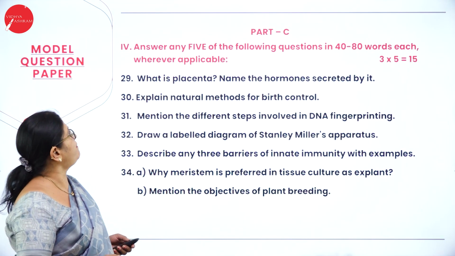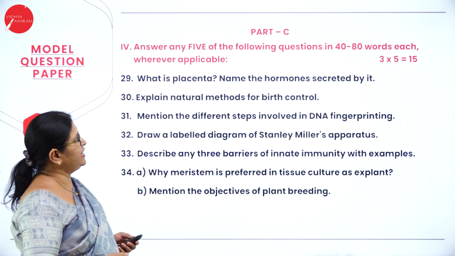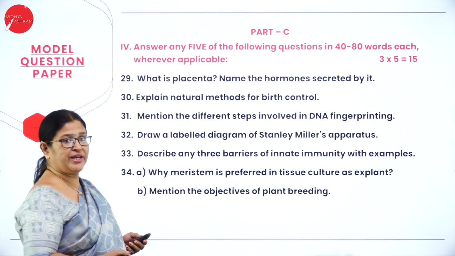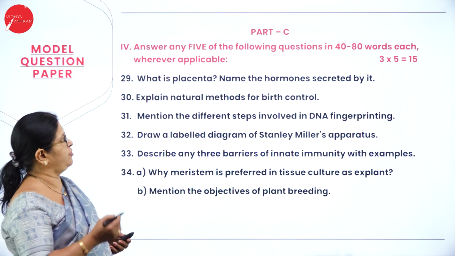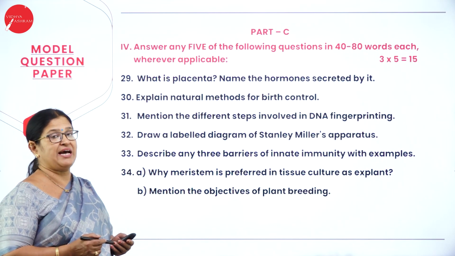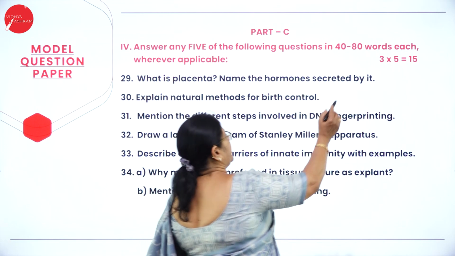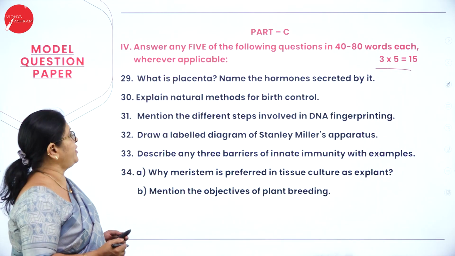Moving on to part C, that is the 4th main of part C. Answer any 5 of the following questions in 40 to 80 words each wherever applicable. So you have to answer any 5 of the following questions, and part C carries 3 marks. It's a 3 marker question section. So 3 5s are 15. Moving on to question number 29.